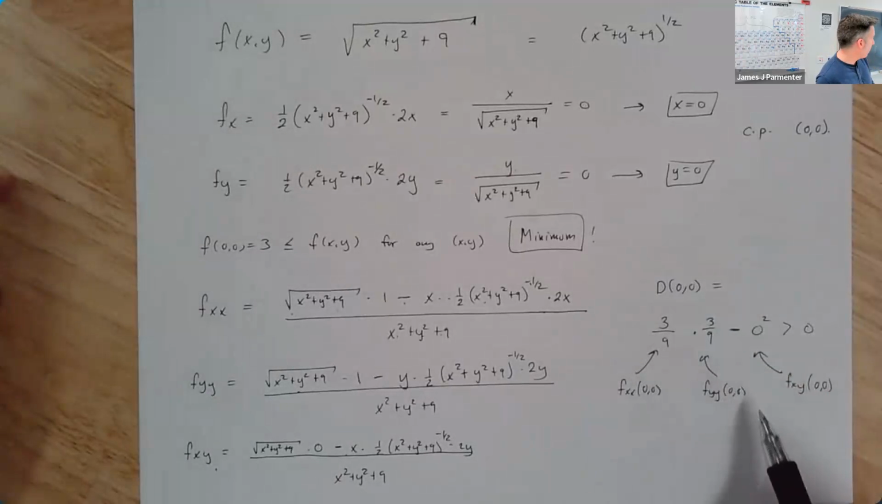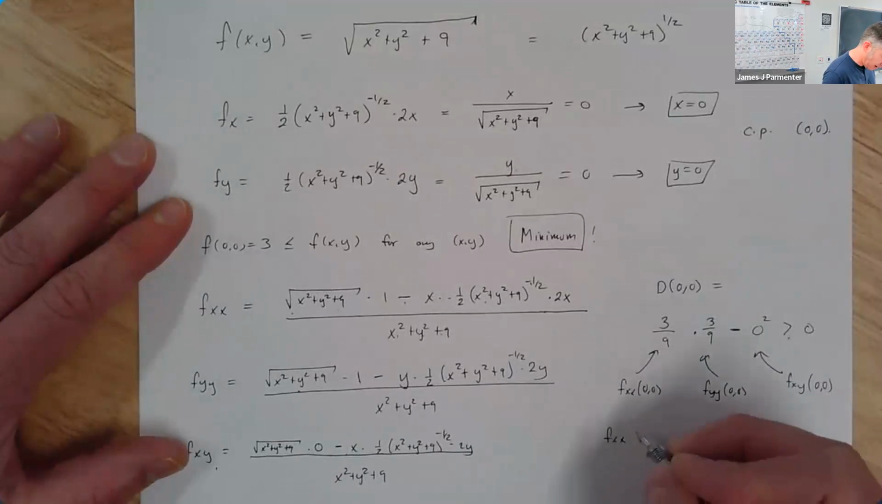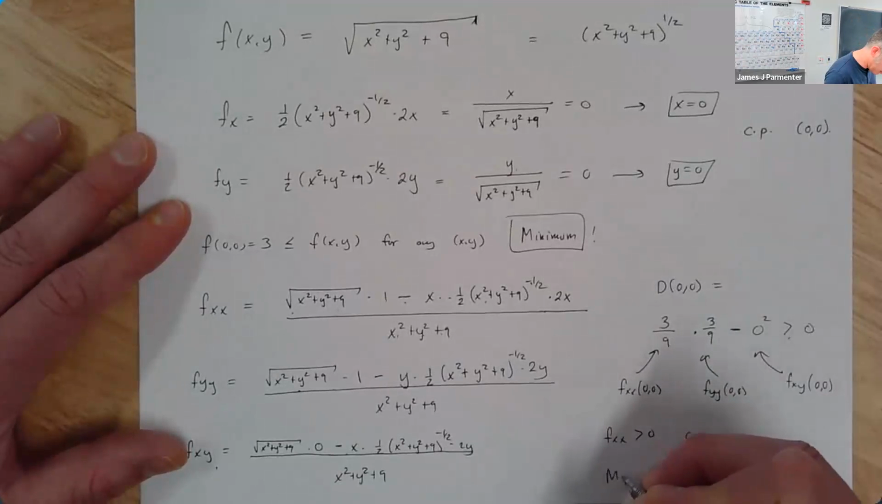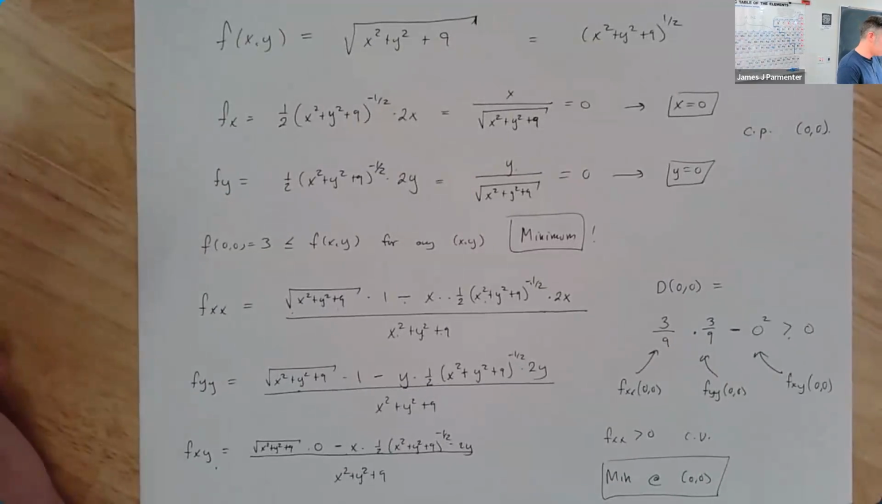And then just to sum this one up, our d is positive and both of our fxx and fyy are positive, meaning we're concave up. So we definitely have a minimum at 0, 0. So the regular way of showing it also checks out.